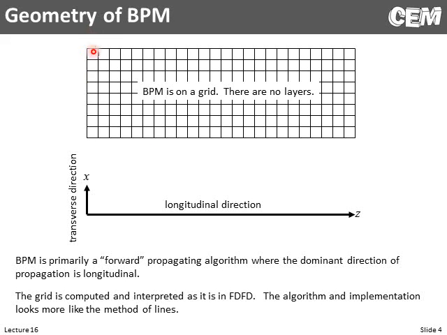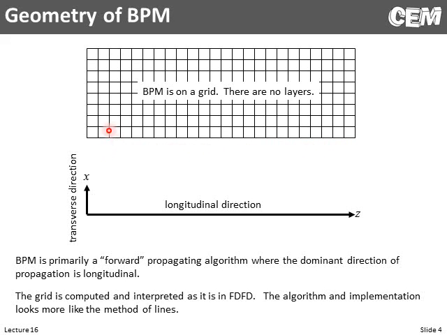We're going to go in and tell it what the field looks like in the first slice. Think of that as the source. Then from there, we calculate the field in the second slice. Given the field in the second slice, we'll calculate the field in the third slice. Given the field in the third slice, we'll calculate the fourth slice. And we iterate that all the way through.